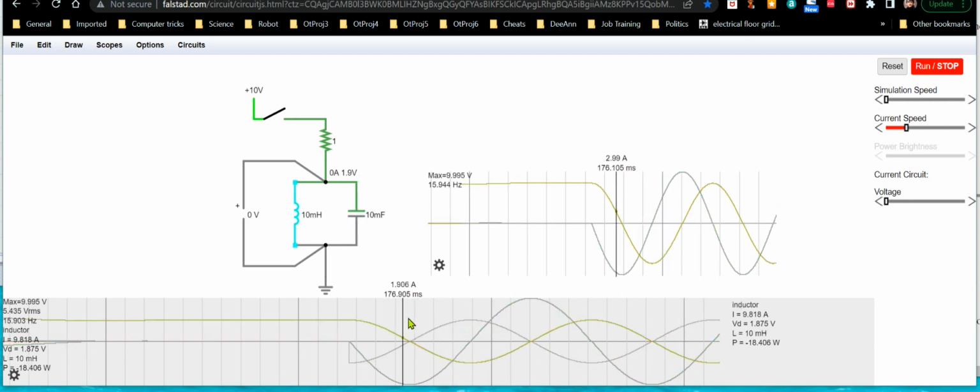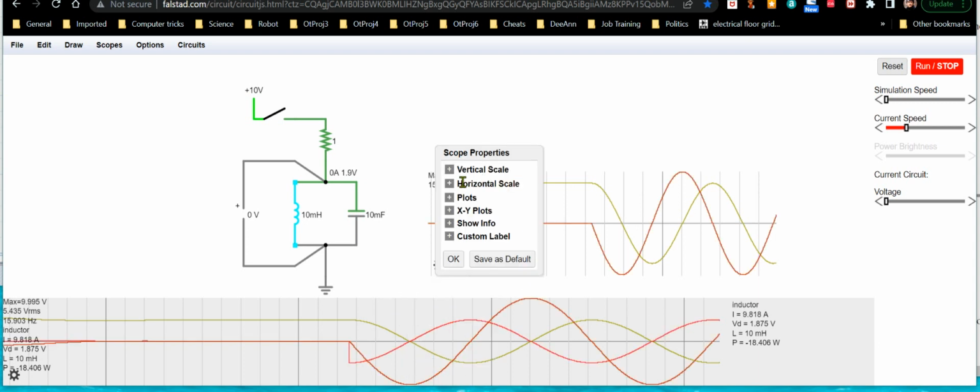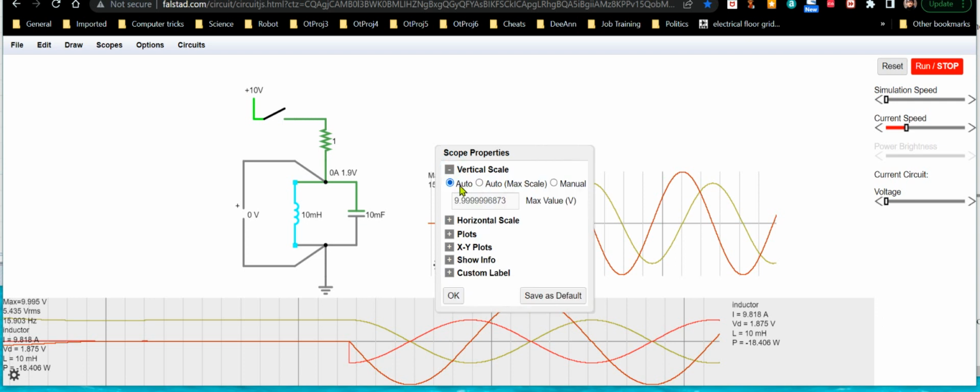If I were to go to properties and set my vertical scale to something other than auto, if I set it to manual, this gray line here, this neutral line, will disappear. So it makes it harder to see, but it was actually screwing around with this that is the reason I got lucky and had this turn out this way.